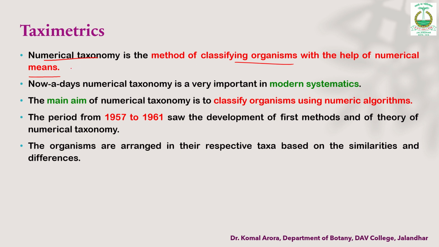And on the basis of that, the software is going to finally give us a number of hits to which a particular unidentified member should belong. So nowadays, numerical taxonomy is very important in modern systematics, and its main aim is to classify organisms using numerical algorithms. It started in the period 1957 to 1961, when the first method of numerical taxonomy was developed, and the organisms are arranged in their respective taxa on the basis of similarities as well as differences.